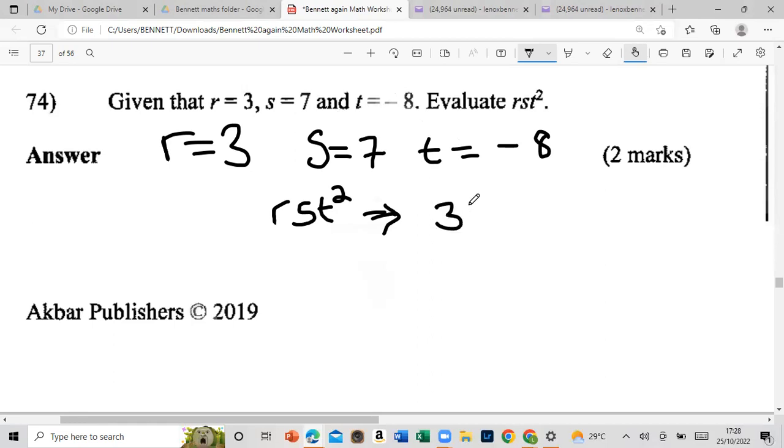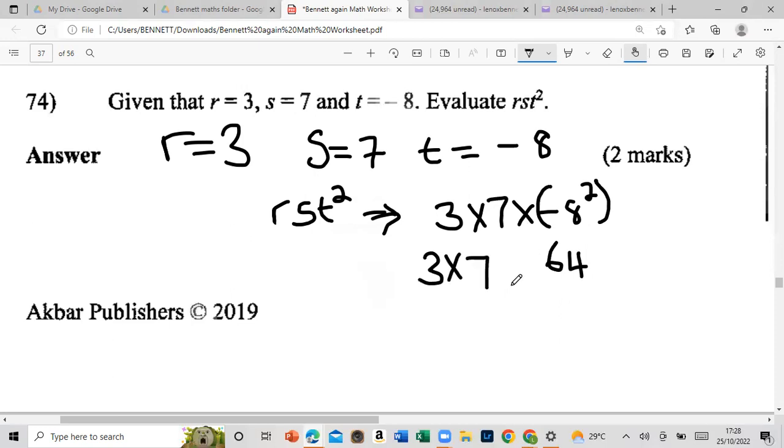Alright, so we have r s t, so I'm going to just match up the values now. So it's 3 multiplied by s is 7, multiplied by negative 8 squared. Again, bonus rule, we have to square first. So negative 8 times negative 8 is positive 64. And then now we have 3 times 7.